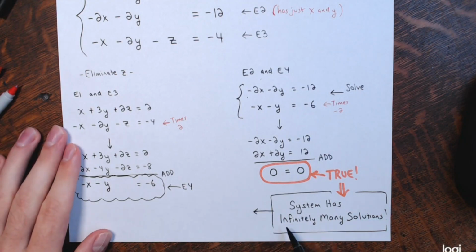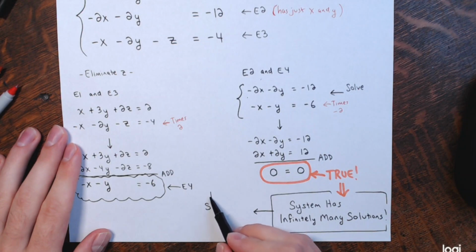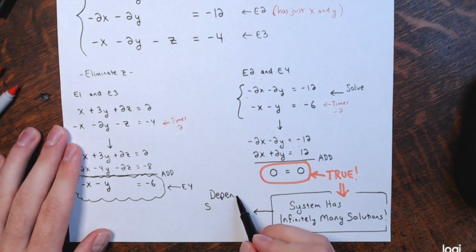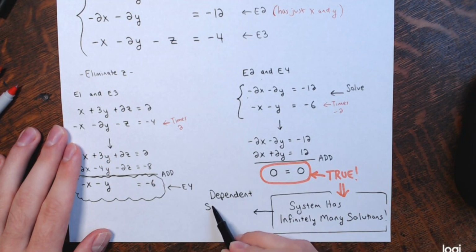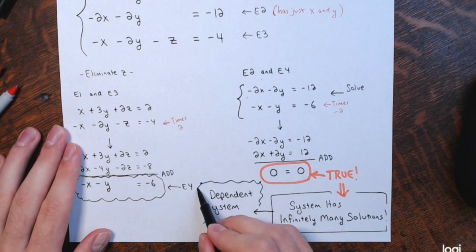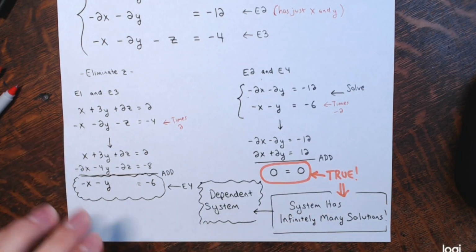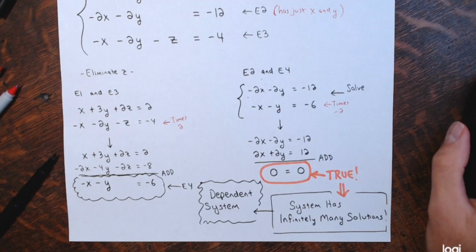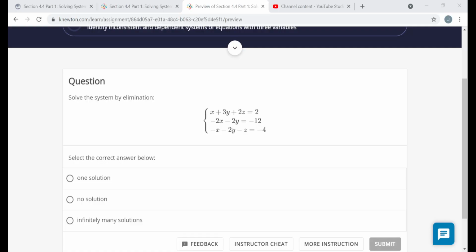And if a system has infinitely many solutions, that system would be called a dependent system, or a consistent system with dependent equations, but the word dependent will be used. All right. So that's what I'm going to enter. That's what I'm going to toggle back here. This system has infinitely many solutions.